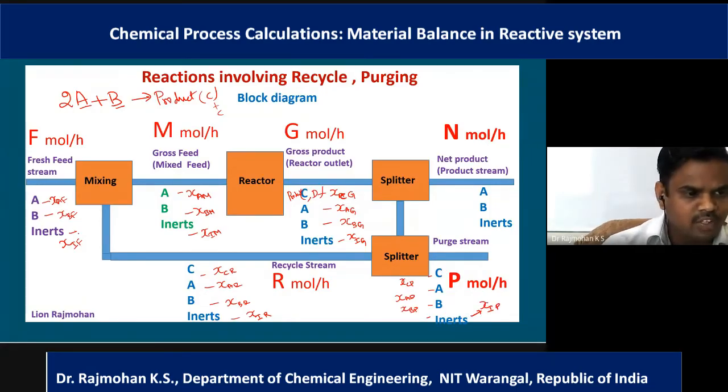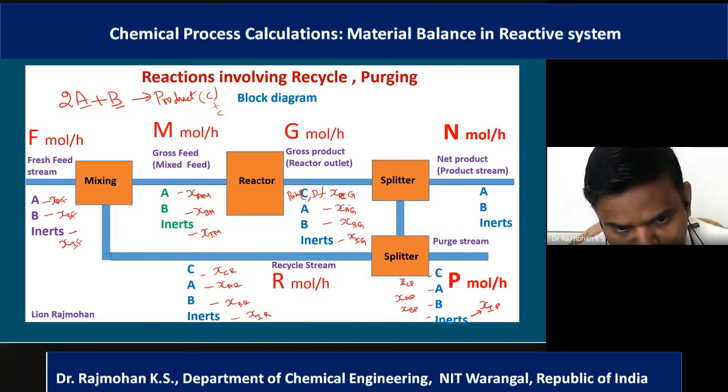Remember, this is what we were talking about: the inert balance. XIF into F is equal to XIP into P. That is one way to start solving the problem. If the F composition and M composition are also given, we can easily find the composition of R using this data. That is one type of problem.